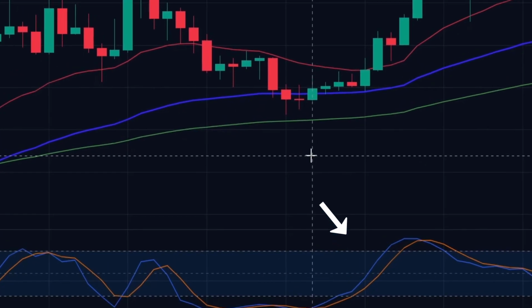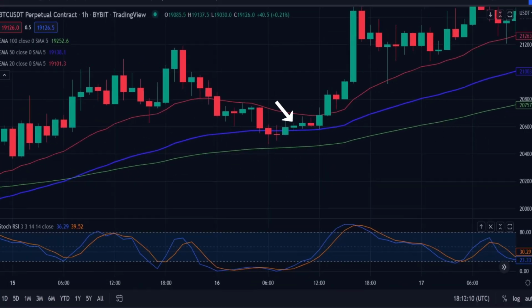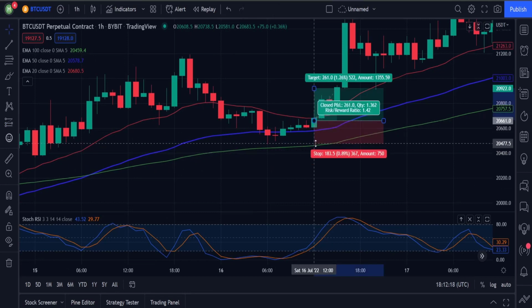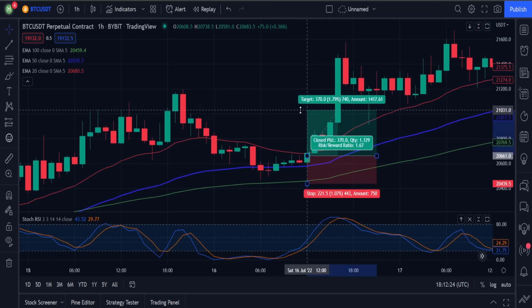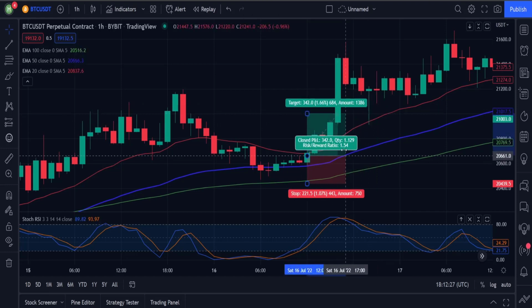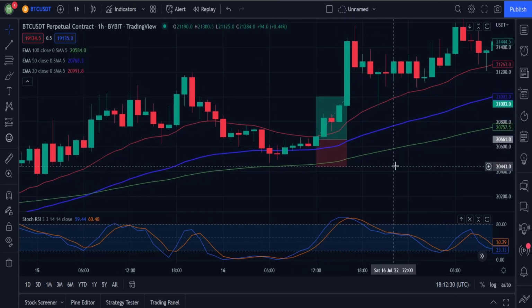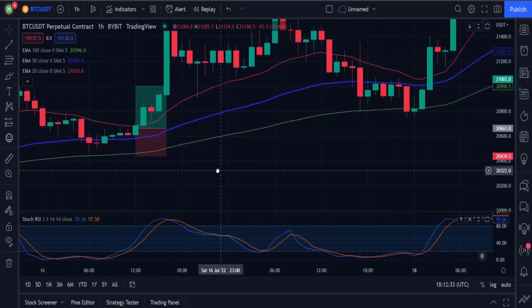The stop loss will be set at the recent swing low. And this time, we're going to be targeting 1.5 times the risk. And you can see this trade would have ended in a profit. By the way, if the price action exceeds the 100 EMA, the signal automatically becomes invalid.